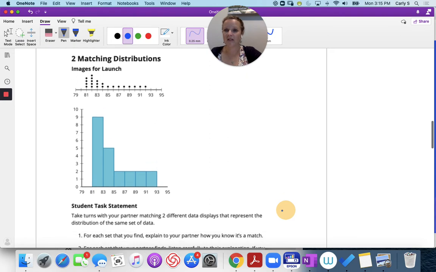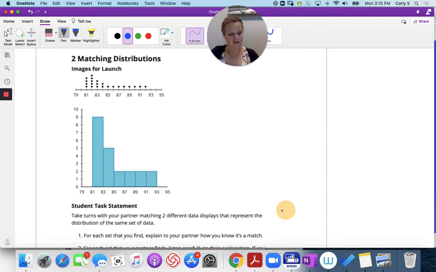All right, so let's look at part 2, matching distributions. Now, in your classwork, in your student task statements, it may say 4.2, matching distributions. Well, I already know I'm in lesson 4, so it just says 2. All right, the purpose of this is to give us all a chance to practice finding data displays that represent the distribution of the same data set, using really precise vocabulary. Vocabulary is really super important for describing the shape of the distributions.